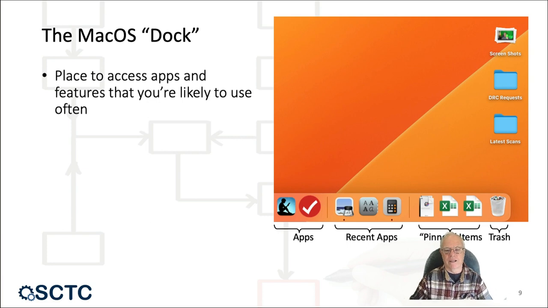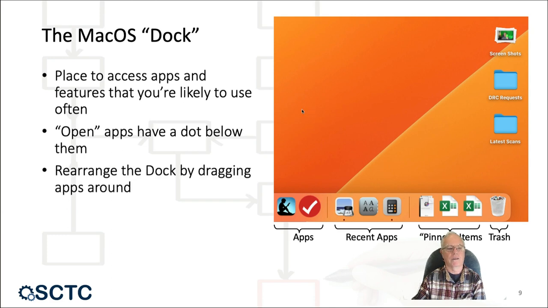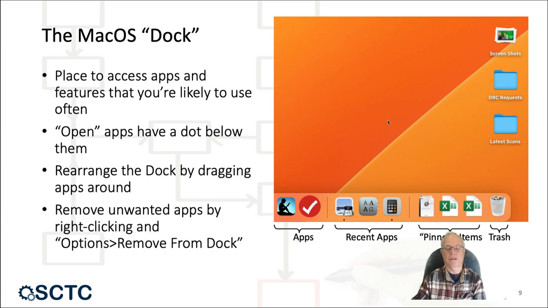All right, let's look at your Mac in particular. The Mac has at its base, at the bottom of the screen, a thing we call the dock. It's a place that you can put apps and items that you may use frequently, and you want to get to them quickly. Open apps, like right here, Preview and the Calculator, have a little dot below them. You can rearrange the dock by dragging the apps around. And you can also pull apps off of the dock if you don't use them. For example, this is TurboTax right here. I'll probably pull that off here because I won't ever use TurboTax 2022 again.